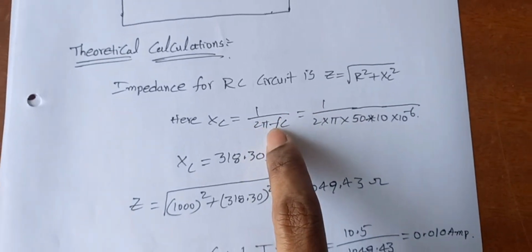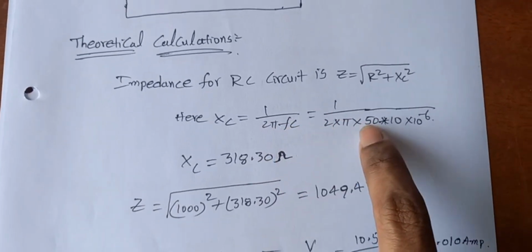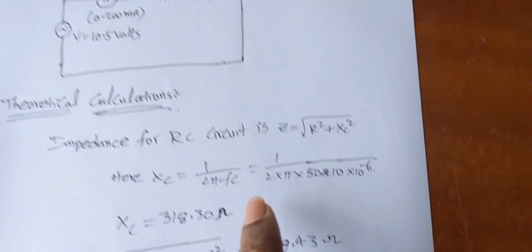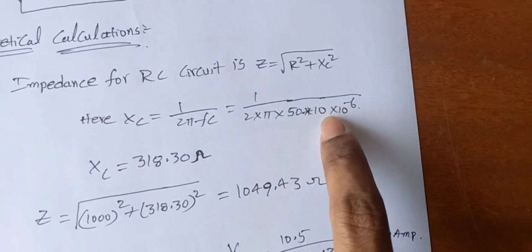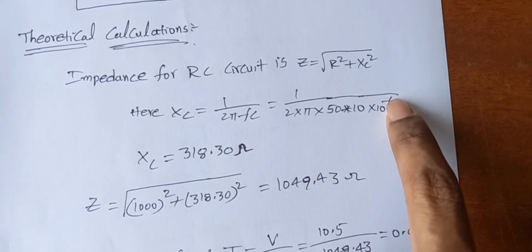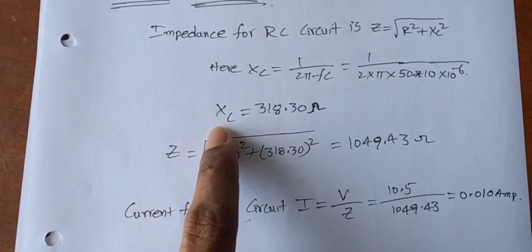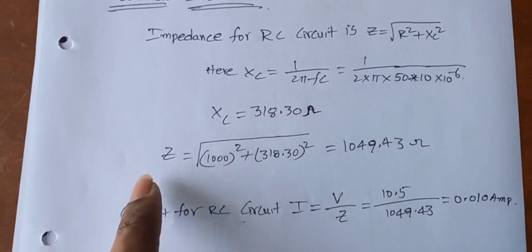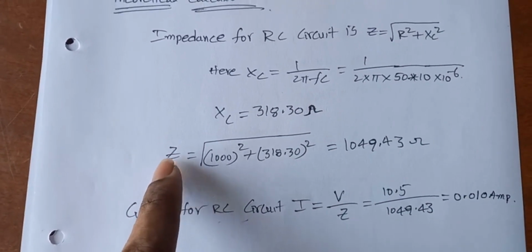So according to this we are going to take 1 by 2 pi. Already we know that according to our Indian standard, frequency is 50 hertz, and C we have already taken as 10 microfarads. So 10 into 10 to the power of minus 6, because micro means 10 to the power of minus 6. So we got the XC value as 318.30 ohms. That we are going to substitute in the impedance.